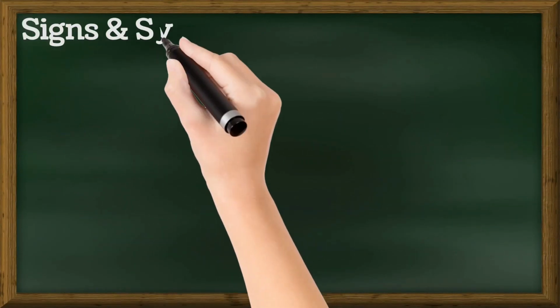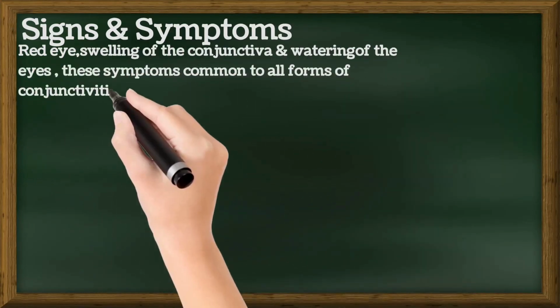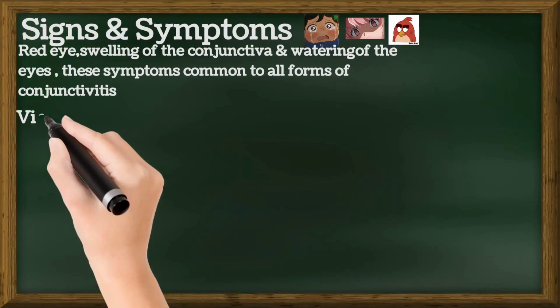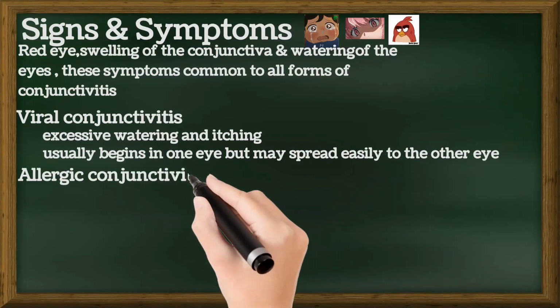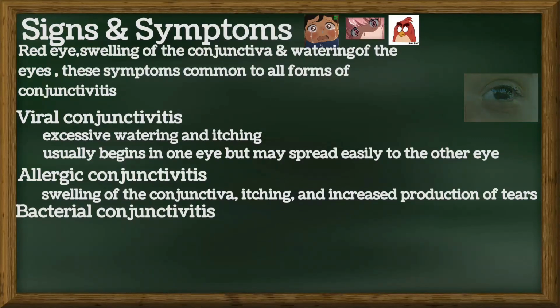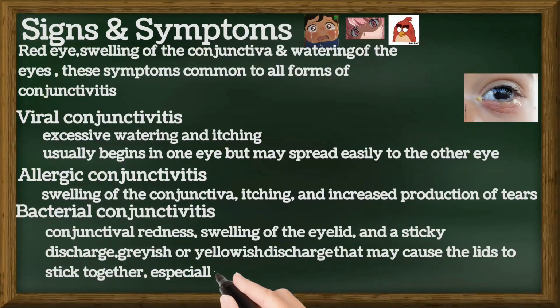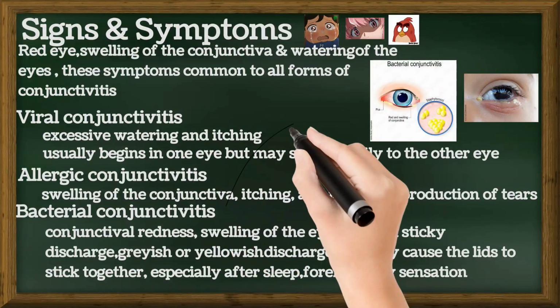Signs and symptoms of conjunctivitis. In almost all types of conjunctivitis, you will experience pink eye, or redness of the eye, swelling, and watery eyes. These symptoms are common. In viral and allergic conjunctivitis, you may also notice itching of the eyes along with watery eyes and swelling. However, in bacterial conjunctivitis, in addition to redness and eyelid swelling, there may be a sticky discharge. Due to this sticky discharge, the eyelids can stick together, especially after sleep, and you may feel a foreign body sensation in the eyes.